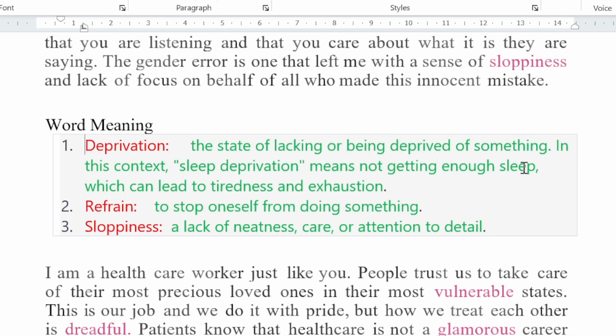Deprivation, the state of lacking or being deprived of something. In the context, sleep deprivation means not getting enough sleep. Sloppiness, or lack of neatness, care or attention to detail.